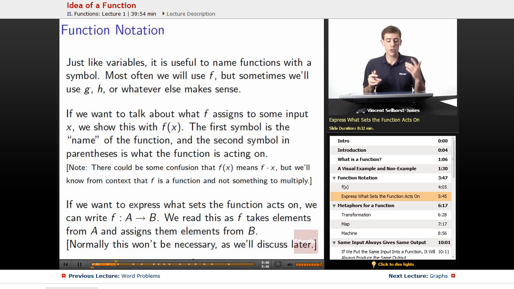If we want to express what sets the function acts on, we can write f colon A arrow B. So what this says is f goes from A to B. It takes elements from A, our first set, and then it assigns them elements from B. Normally, it won't be necessary in this course, and probably for the next couple of years, to name the sets that our function is working on. Why that is, we'll discuss later when we get to it.